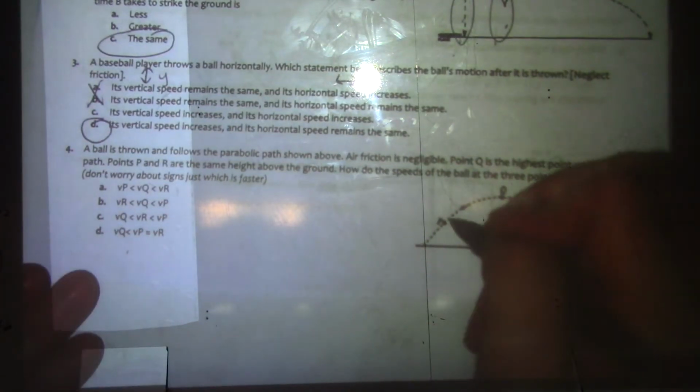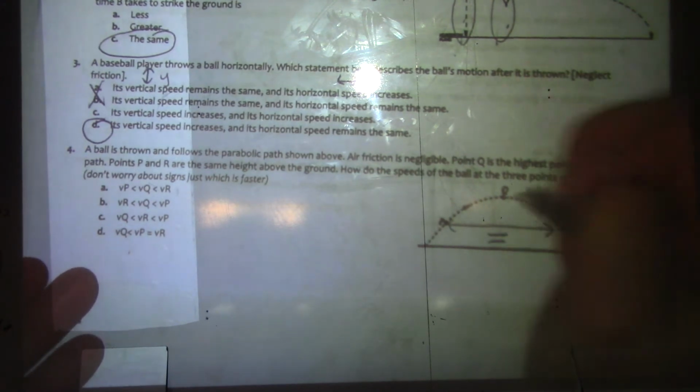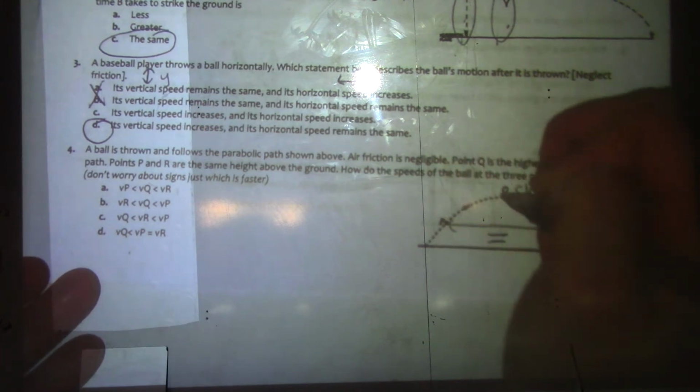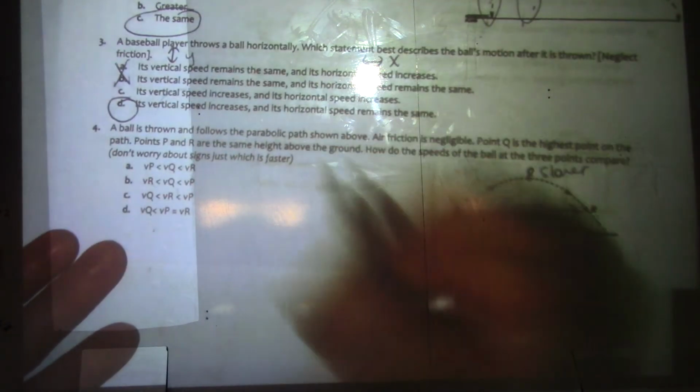Ranking our speed, so P and R are actually at the same height, so they should have the same speed. Q is going to be slower because you're losing speed on your way up before you gain it again on the way down. So Q should be the least, and then P and R are faster. So Q, and then these two are equal to each other.